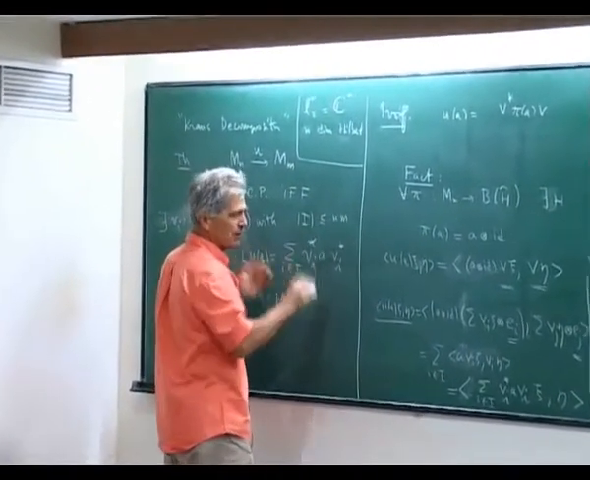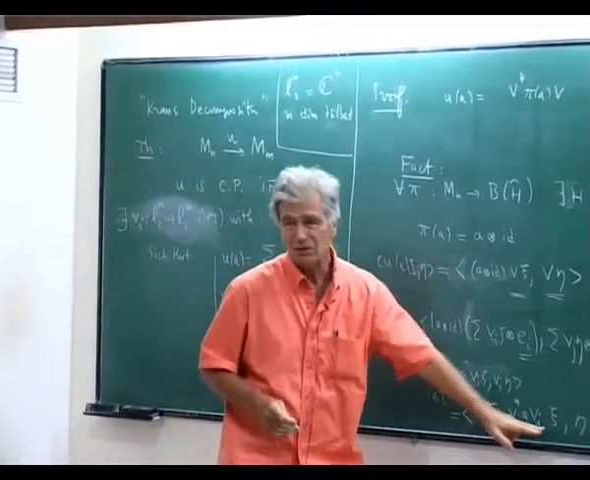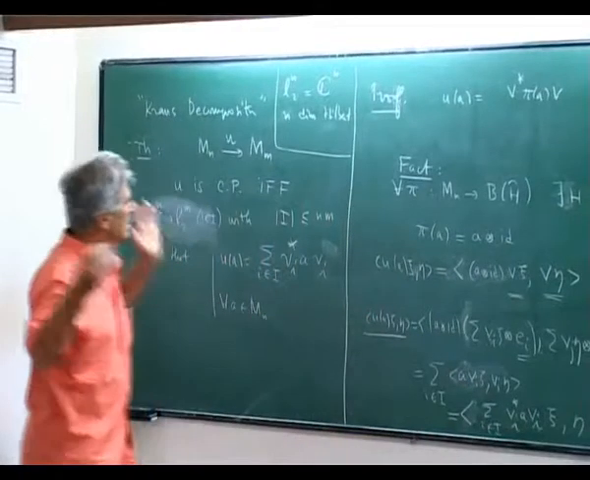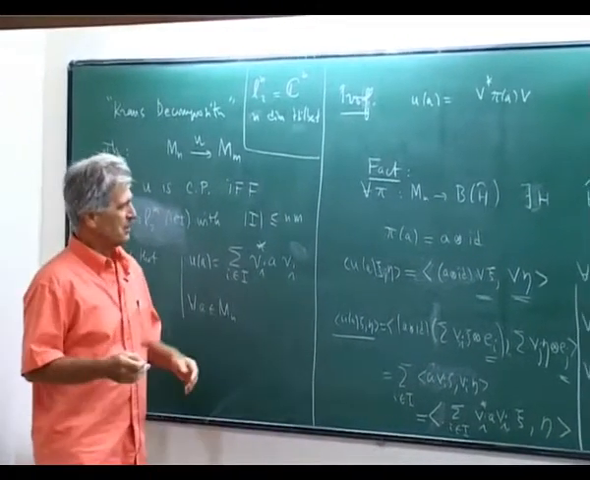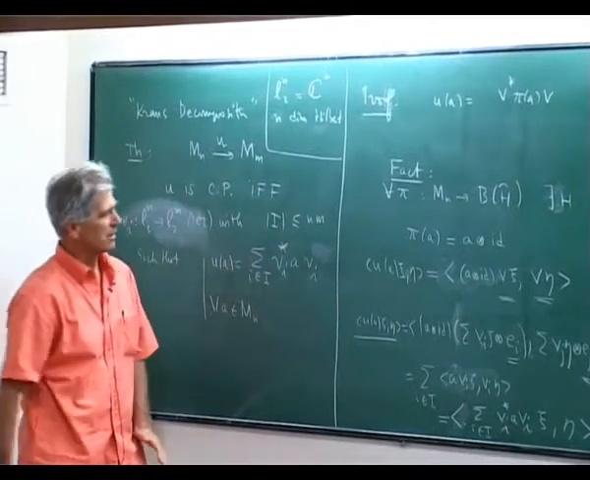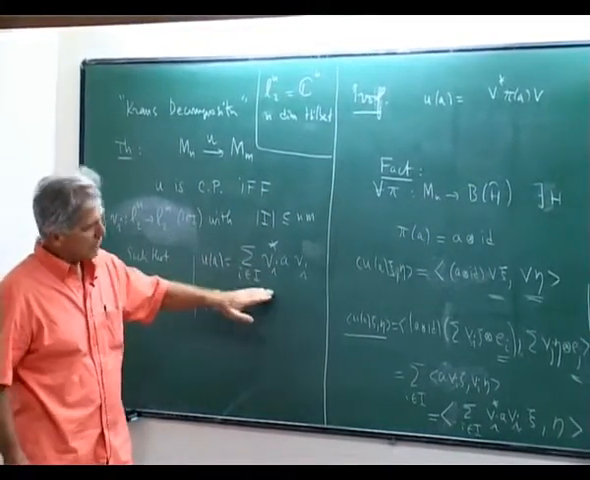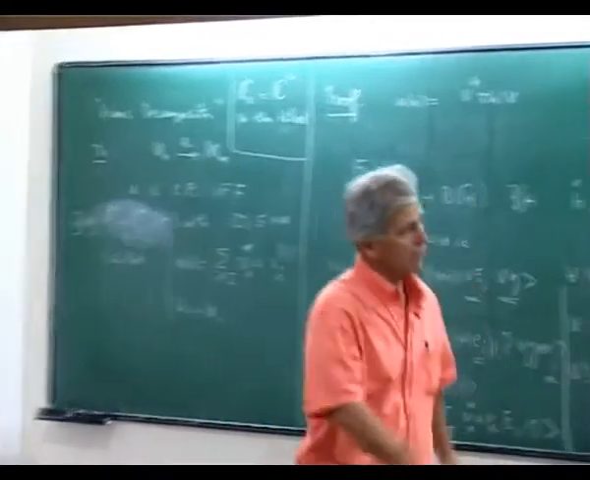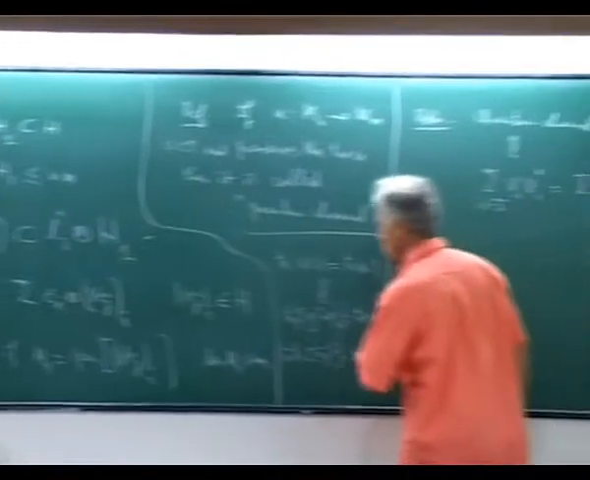I switched. Sorry, this is just a stupid slip. Of course, this is V_i star A V_i, and for some reason, I don't know, it's one of these bizarre things. I've always written it this way. Today, I don't know. Okay, so this is what we obtained. Here I was consistent with the previous choices.